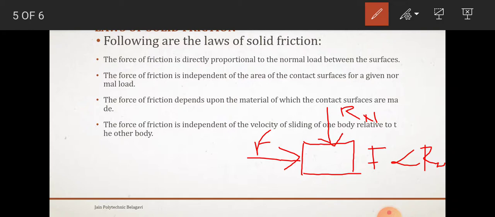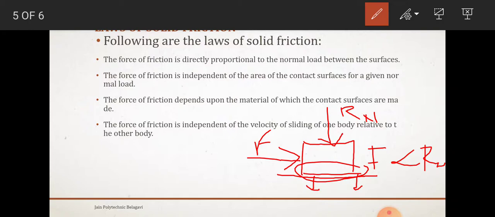The next law: the force of friction is independent of the area of the contact surface for a given normal load. What it is saying is that the force of friction acting on the body is independent of the contact surface. This is the surface which is in contact with this place. Whatever the area of contact may be, it is independent of the force of friction.